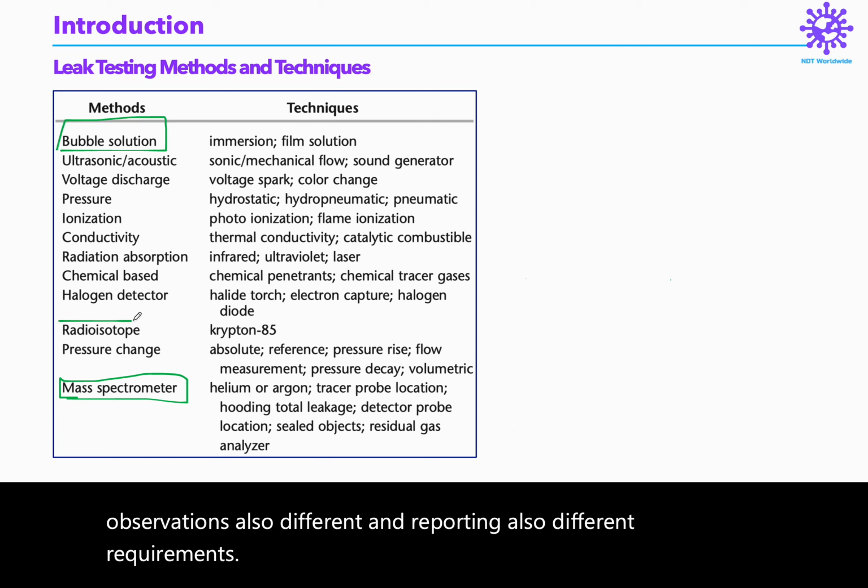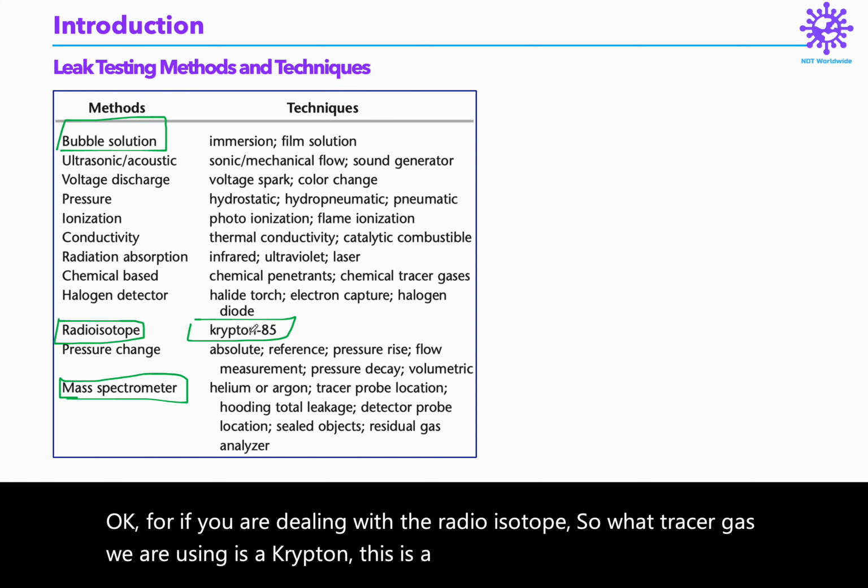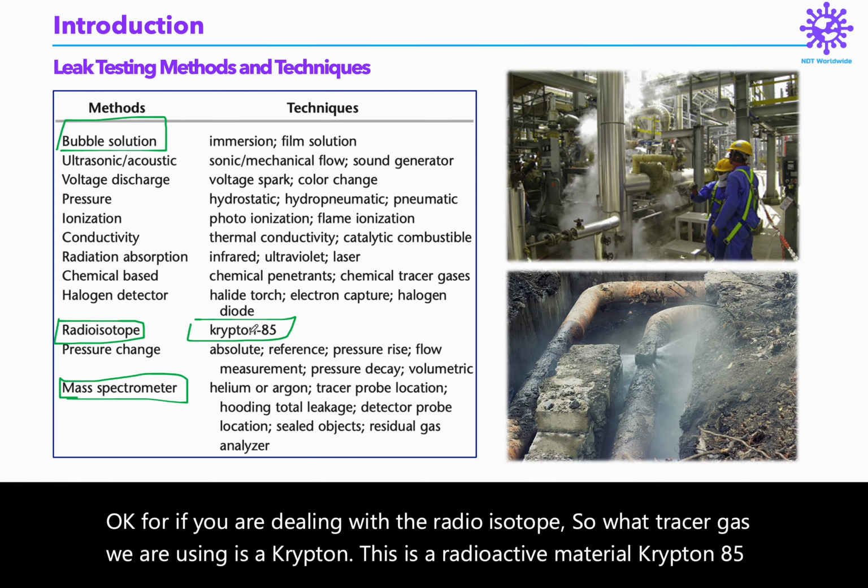Okay, if you are dealing with a radioisotope, the tracer gas we are using is krypton. This is a radioactive material, krypton 85 we are using.